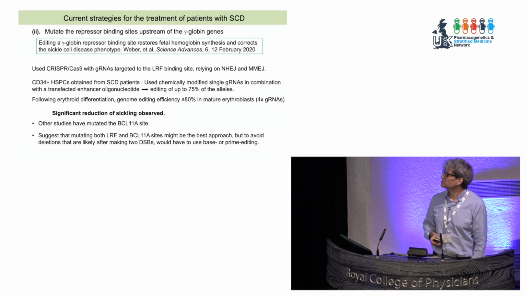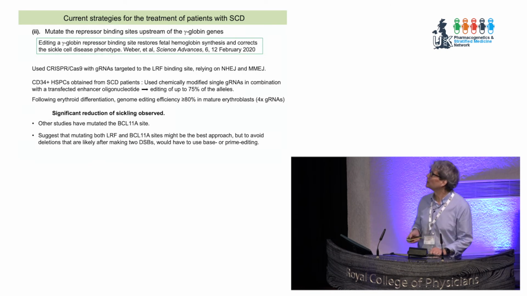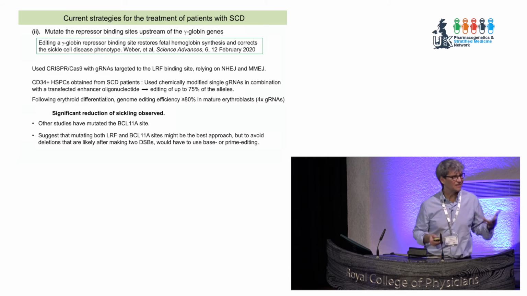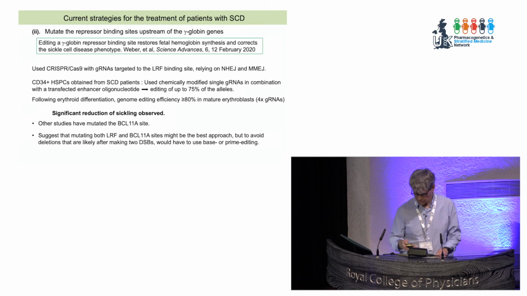The other approach, of course, is to mutate the repressor binding sites upstream of the gamma globin genes themselves. That's an approach that's been looked at in a number of experiments in animals and cell lines. It might work, but you may have to mutate both the LRF and the BCL2 sites. You can't do that easily at the same locus, so you probably would have to use something like base or prime editing to get that to work.